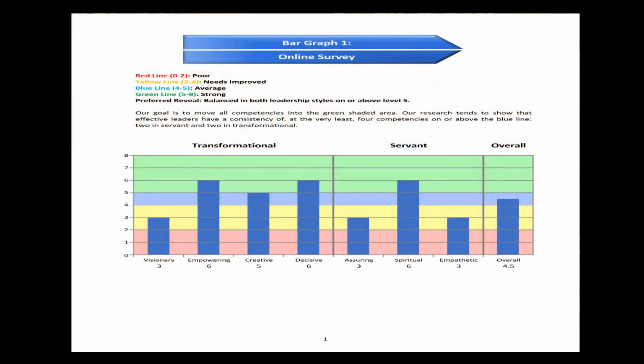Let me give you a bigger image of this so you get a clearer picture of what we're talking about here. So in this particular graphic, you can see the 2 leadership styles that we are really trying to get developed within your organization: transformational and servant leadership, and the 7 competencies that define them.